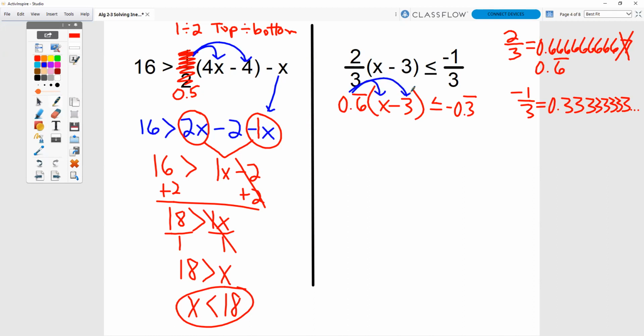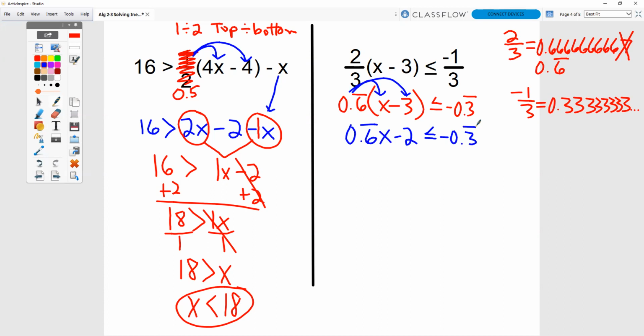Anyway, solving the equation, I need to distribute to get rid of my parentheses. Always get rid of your parentheses first if you can. 0.6 repeating times x, 0.6 repeating, so 0.666 times -3 is -2, so I'm going to write -2, is less than or equal to, and I'm just bringing down the -0.3 repeating.